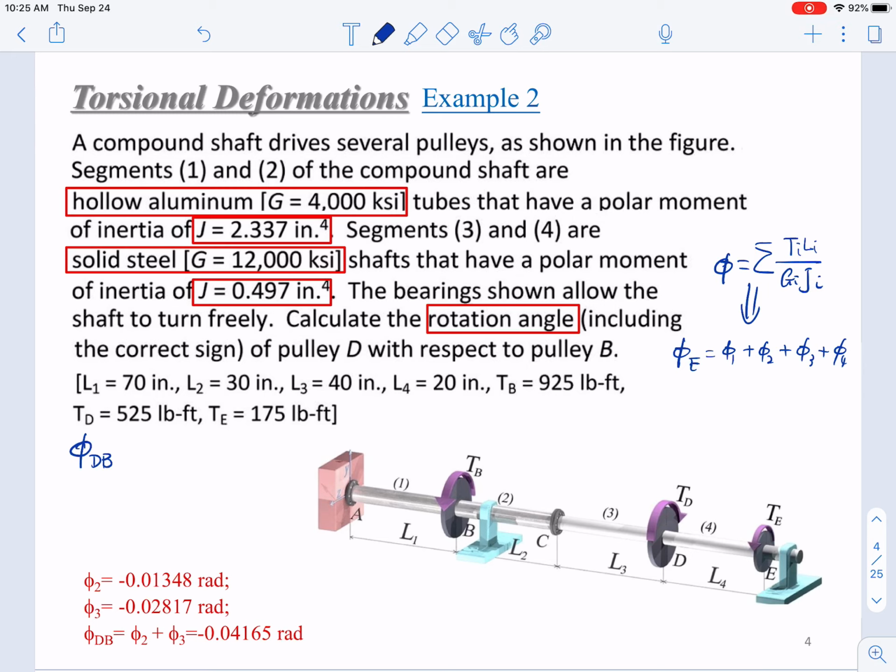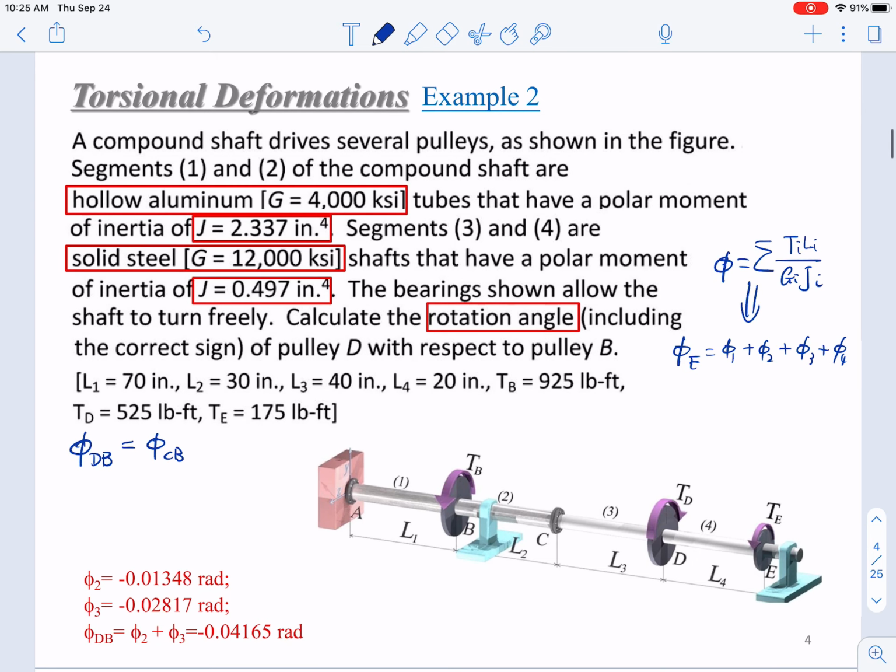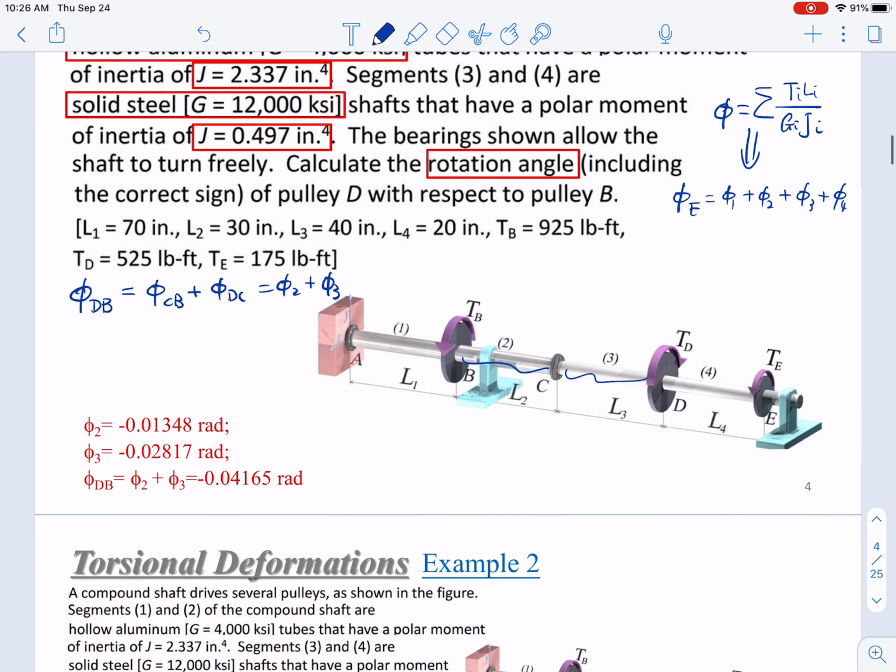Phi DB just equals phi CB plus phi DC, or phi 2 plus phi 3. So we just need to calculate these two, BC and CD. And then for each of them, you can just use TL over GJ, then add them together. So this is how to solve this problem.